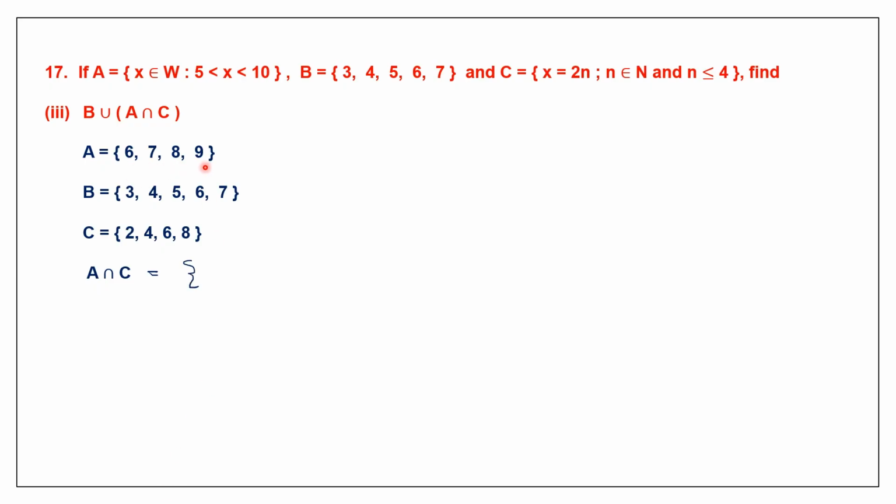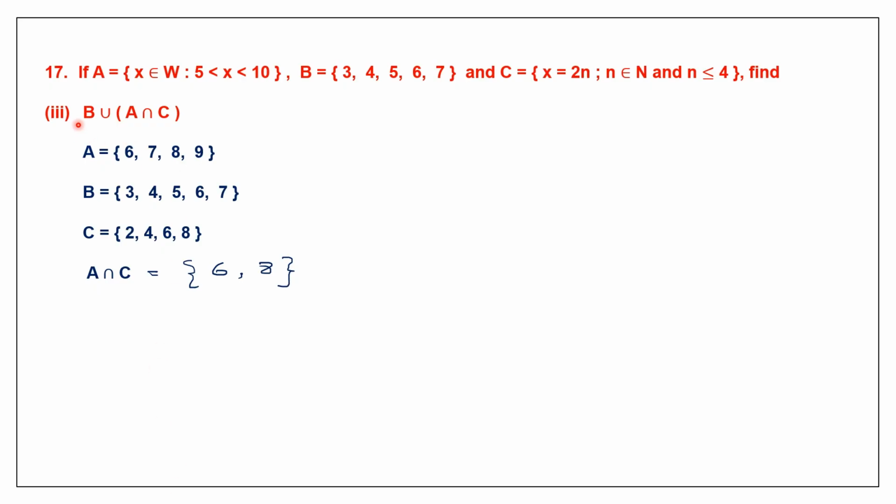So we have A here and C. Let's look carefully. 6. 6 is common. So let's write 6. Then let's go back. 7 is not there. 8 is common. So 6 and 8. Then what else do we have? 9 is not common. So the only two elements that are common are 6 and 8. So that is A intersection C.